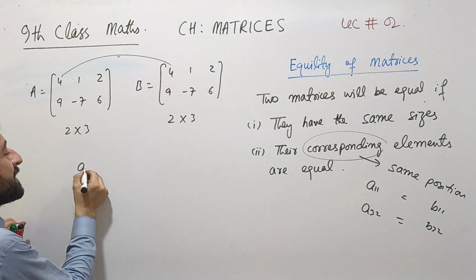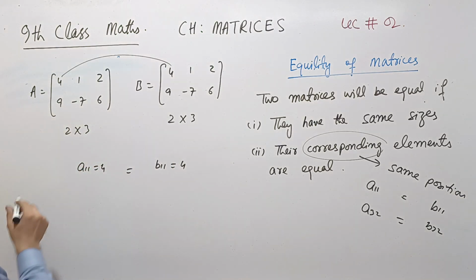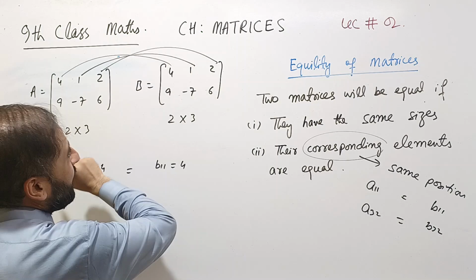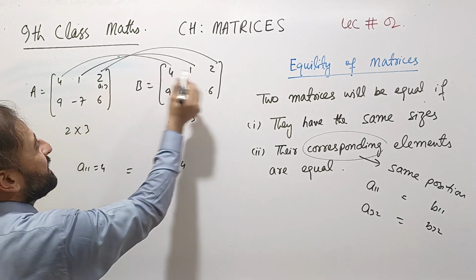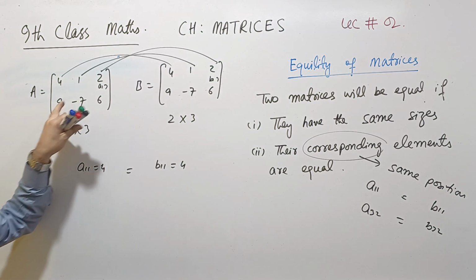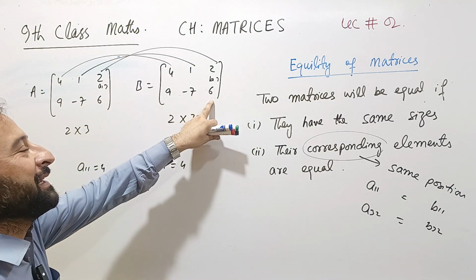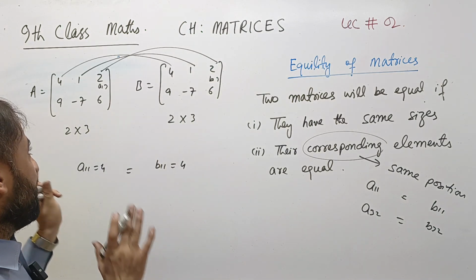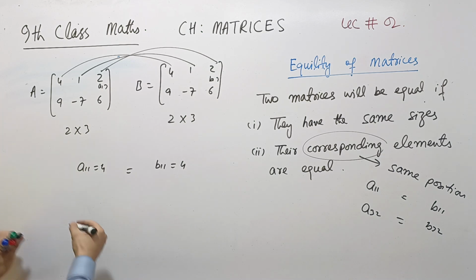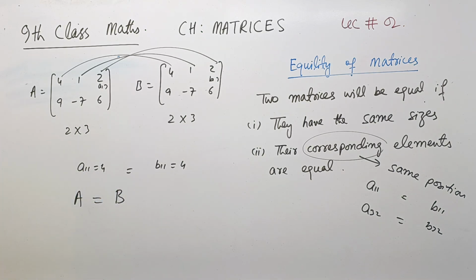A11 in this case is 4, B11 is also 4, they are equal. Similarly, A12 and B12 are equal, A13 and B13 are equal. This is A13, this is B13, they are same. 9, 9, A21, B21, A22, B22, A23, B23, they are same. So these are the two conditions of equality of matrices. So we say that matrix A and matrix B are equal matrices.